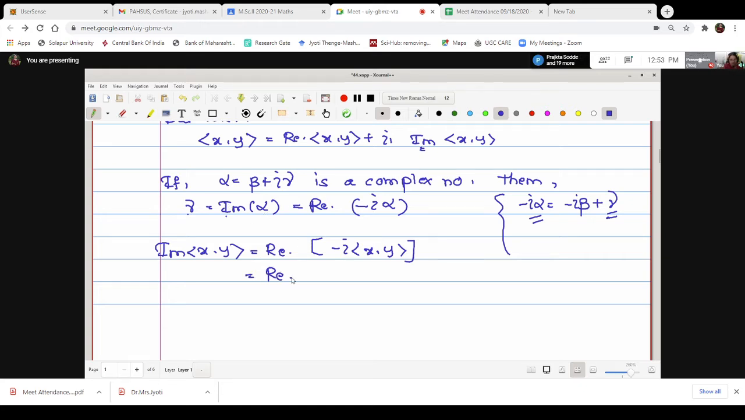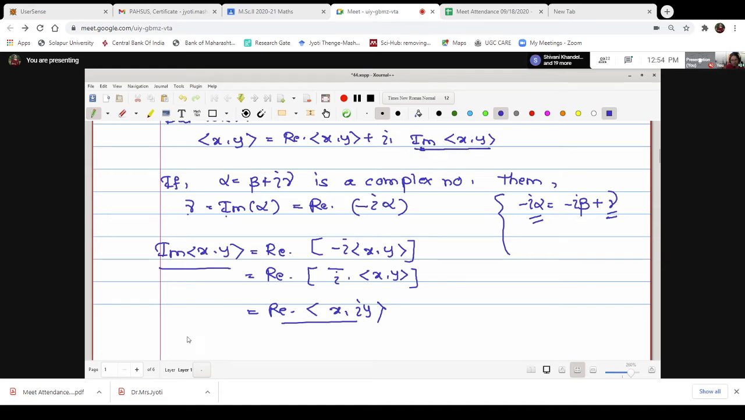Therefore, this is real. Now, I want to absorb this I in the inner product. But we know that minus I is I bar, no? And we know the bar will be absorbed in the second variable. Therefore, shall I write this as the real part of inner product of x with iy. Therefore, what we have proved? The imaginary part of inner product x with y is the real part of inner product x with iy. Therefore, we will just replace this part.